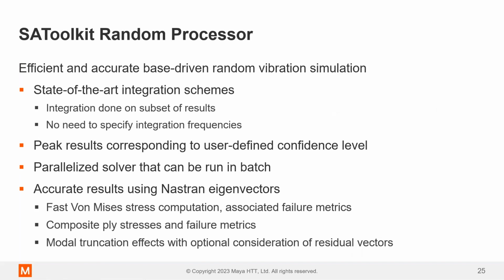Now we're going to talk a lot more about the random processor, because I think that's what everybody's going to be more interested in. It's an efficient and accurate, again, base-driven random vibe simulation. We use some state-of-the-art integration schemes. I won't get into the details much of that, but that's what makes it so much faster than the competition. There's no need to specify integration frequencies. The peak results correspond to a user-defined confidence level. And again, it can be parallelized and run in batch.